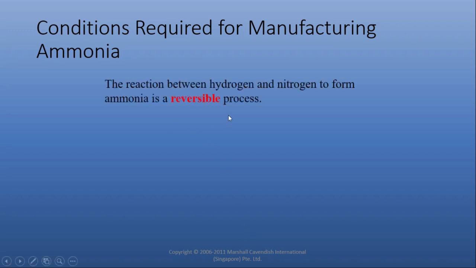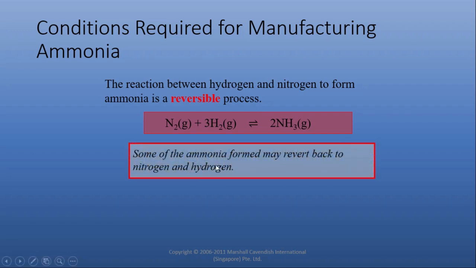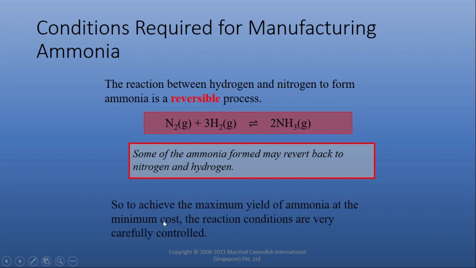The reaction between hydrogen and nitrogen to form ammonia is a reversible process. As you can see, 1 mole of nitrogen reacts with 3 moles of hydrogen to form 2 moles of ammonia, and it is a reversible reaction. It means simultaneous formation and decomposition of ammonia are taking place. So some of the ammonia formed may revert back to nitrogen and hydrogen. So to achieve the maximum yield of ammonia at minimum cost, the reaction conditions are very carefully controlled.